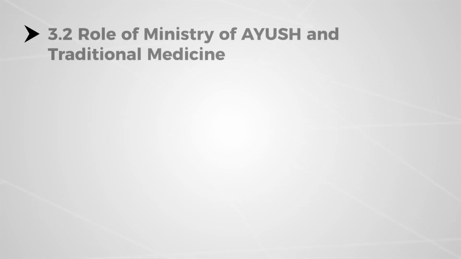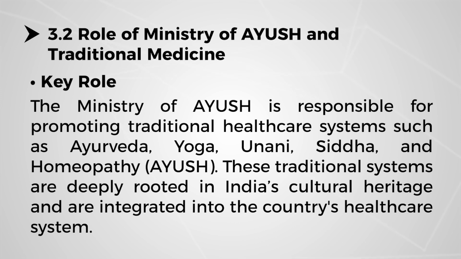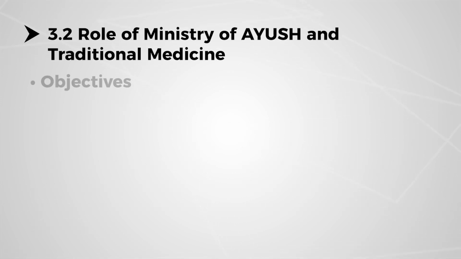Role of the Ministry of Ayush and Traditional Medicines. The key role of the Ministry of Ayush is promoting traditional healthcare systems such as Ayurveda, Yoga, Unani, Siddha and Homeopathy. These traditional systems are deeply rooted in India's cultural heritage and are integrated into the country's healthcare system. Like we have Charak and Sushruta, who gave us Ayurveda. You can see that in ancient India they used this, and up to now we have the Ayush ministry.